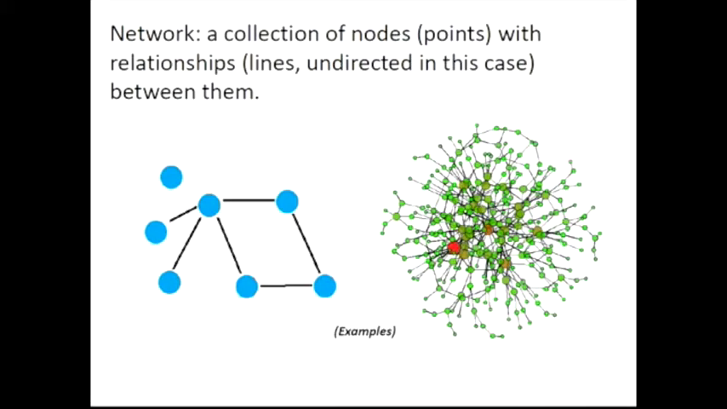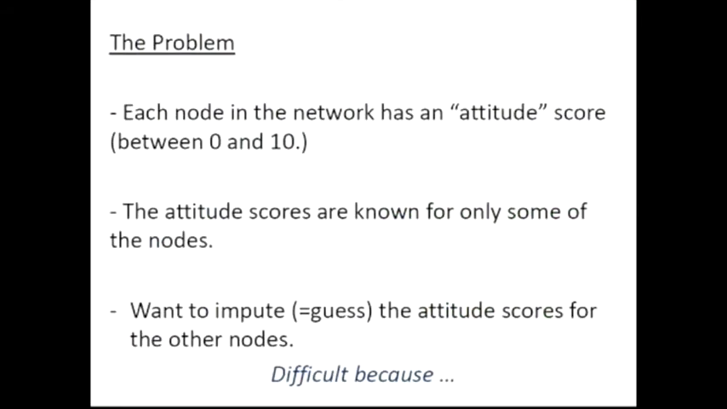The talk wasn't for a networks conference, so I have this slide explaining about networks. I'm just dealing with undirected networks here. That's all I want to say about that. The problem is we have a network, and each node in it has an attitude score, given to us between 0 and 10. But we don't know the attitude scores for most of the nodes. I don't know what the data represents, but you could think of it as a network of criminals, and the attitudes are how bad they are. We want to guess the missing attitude scores, and that's called imputation.